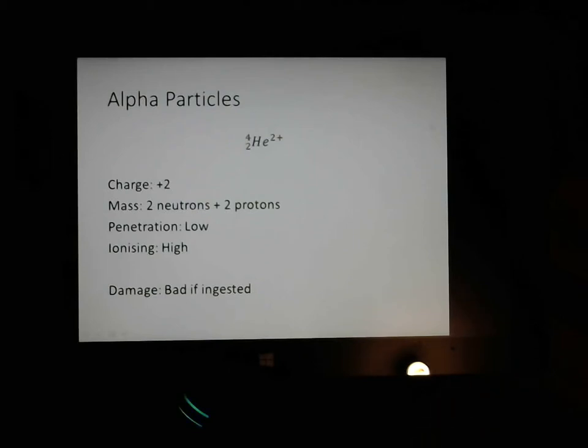Polonium-210 has been used as a poison for quite some time. The Russians seem to like using it.